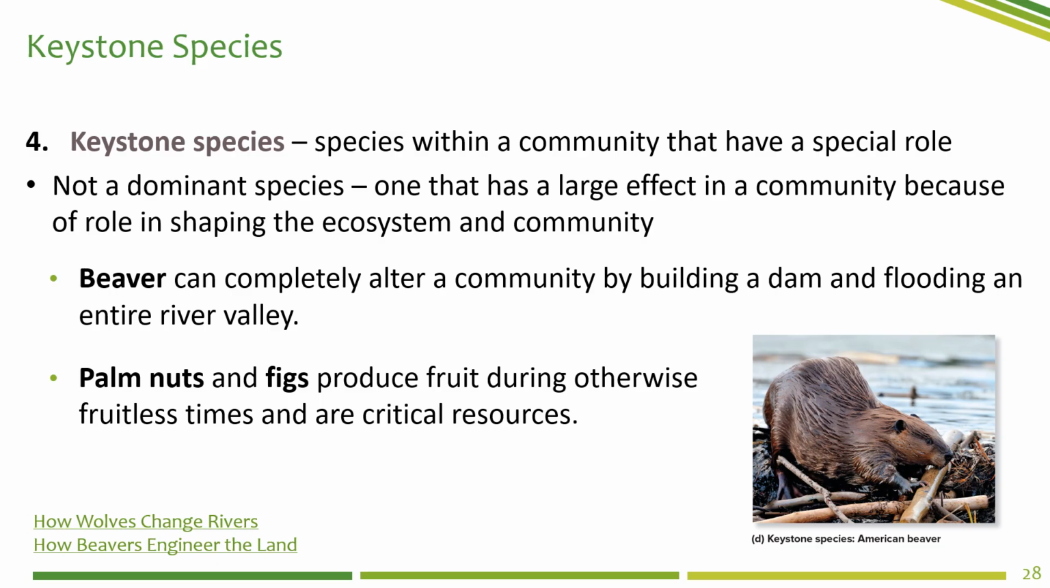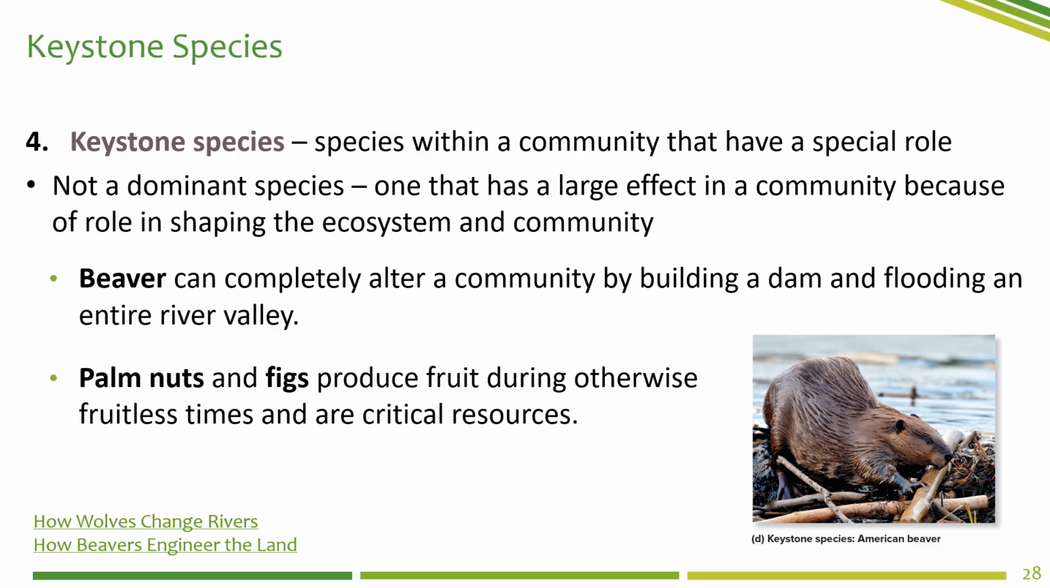Next, we have keystone species. So many of these other organisms that we've talked about would actually fall into a keystone species category. A keystone species is a species in a community that has a particularly crucial role. Now, these are not always the dominant species. They're not necessarily the big predators. They can be something small, relatively unknown to the outside world.